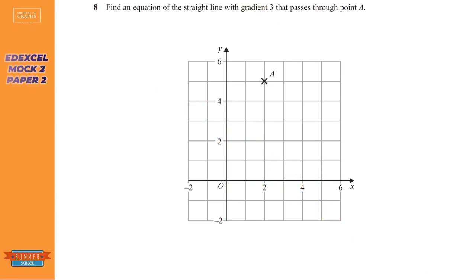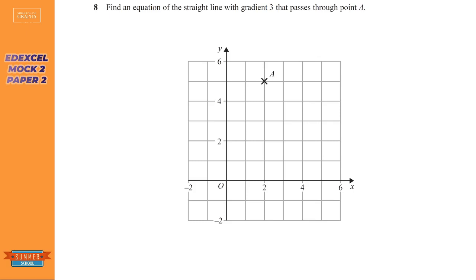So we've got a semi-simple one to start off with, and then we'll have quite difficult ones for the second and third question today, since this is the higher paper. So first up, it's given us a point from this Edexcel, and this is from the mock papers they released before the new GCSEs started. And it asks us to find the equation of a straight line with a gradient of 3.